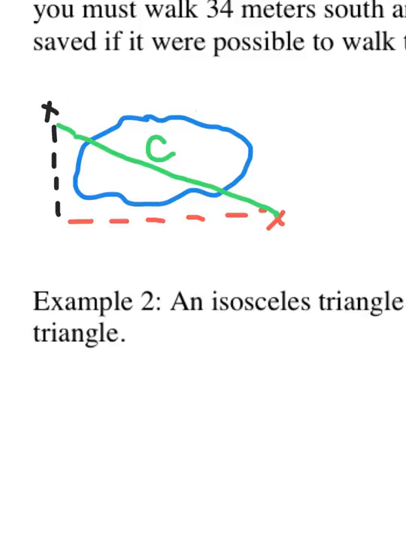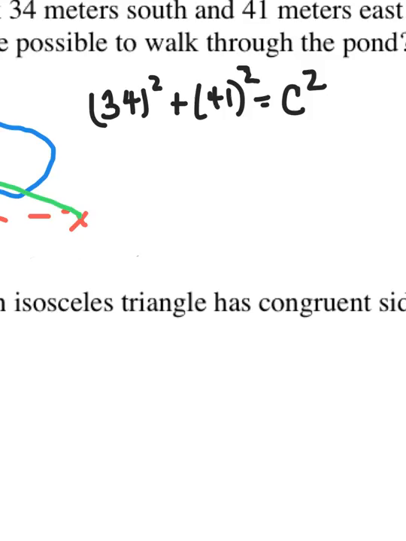And I know that side a is 34, and I know that side b is 41, so I can find c by using the Pythagorean theorem. So the first part of the Pythagorean theorem is 34 squared plus 41 squared equals c squared. This would be a squared plus b squared equals c squared. So let's determine what that will be.